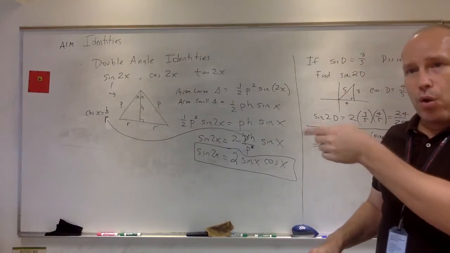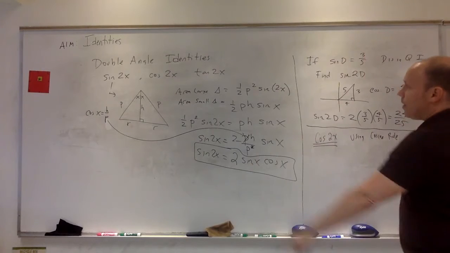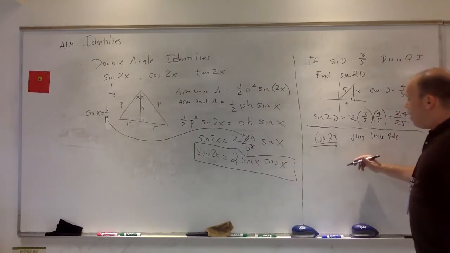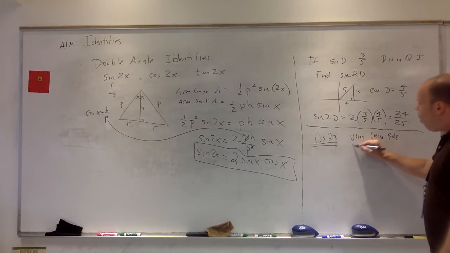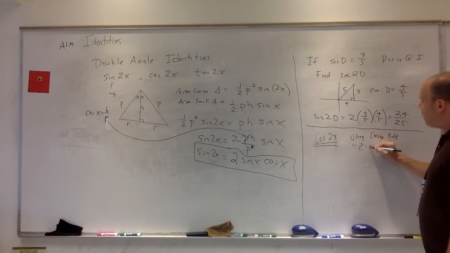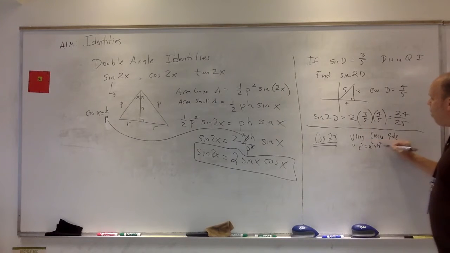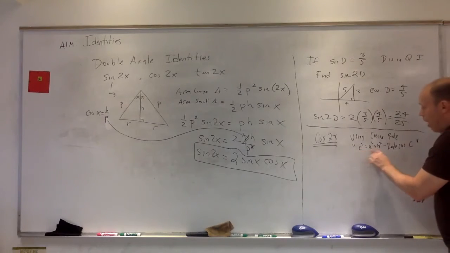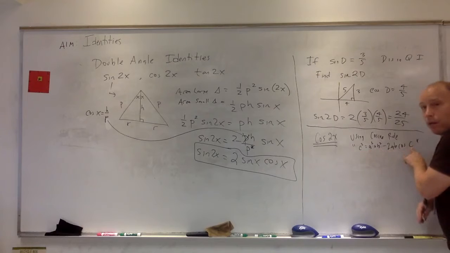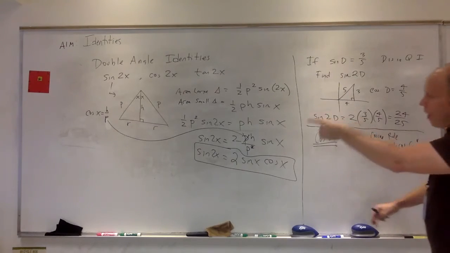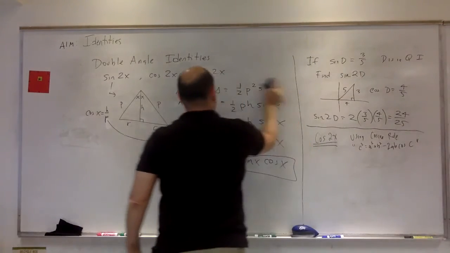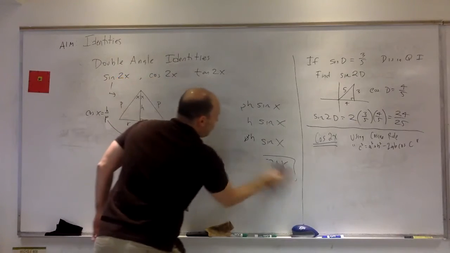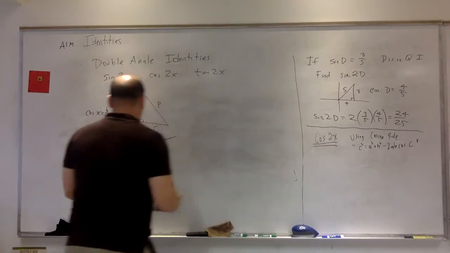What do we have here? Let's see. We know that we have 2r squared is equal to p squared plus p squared minus 2p squared cosine of 2x. Once again, please review the cosine rule, and you'll see where I got this from. Let's see what's going on here. Well, I need my cosine, so let's see if we can combine this.